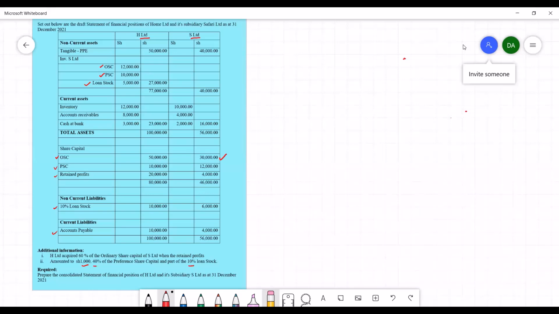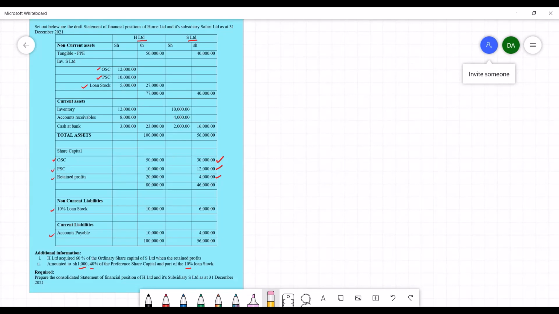Also, at the time of acquisition the retained profits of S Limited were 1,000. Now they are 4,000, as you can see. We have been told that H Limited acquired 40% of preference share capital of S Limited. Preference share capital of S Limited are 12,000. 40% belong to the parent company, meaning 60% belong to the minority.